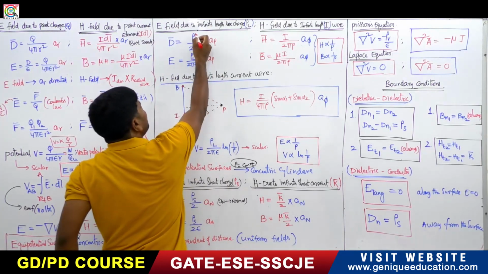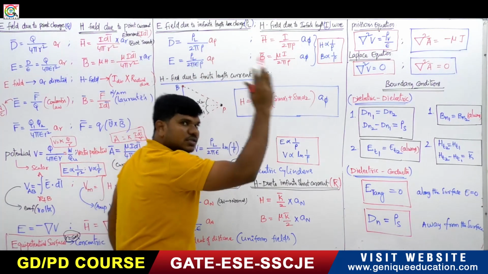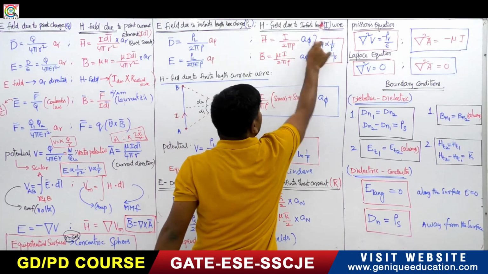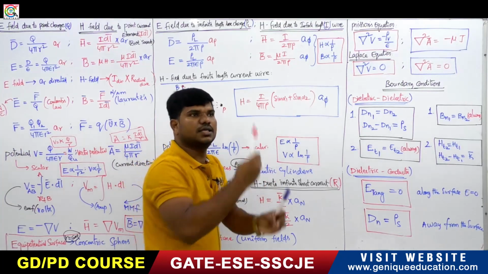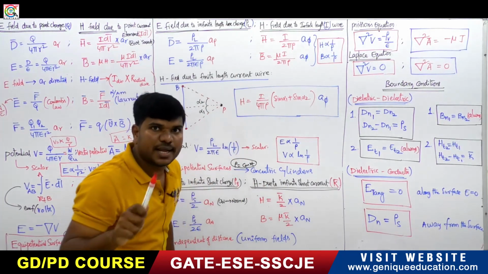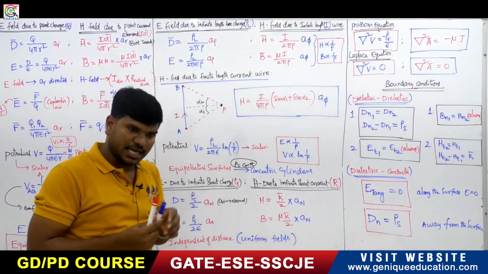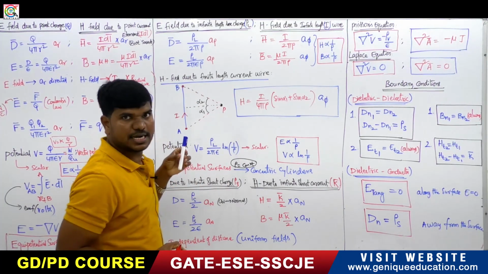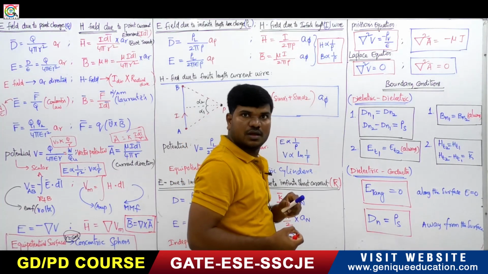Here D equals rho L divided by 2 pi rho, where rho is the distance from the charge to the point. Here also, H equals I divided by 2 pi rho, where rho is the distance from the current to the point. What is rho here? Rho means the radial direction. What is the radial direction? It is from the line charge to the point. And the direction here is a phi.